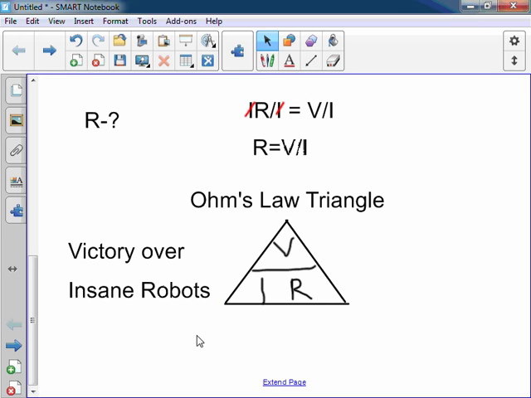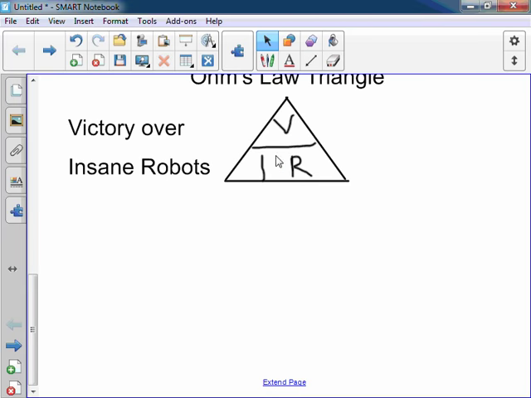Okay, so victory over insane robots. So how are we going to use the triangle? That is very, very, very simple. The way you can use your triangle, you cover up the quantity you're looking for, and the resulting expression is your formula.